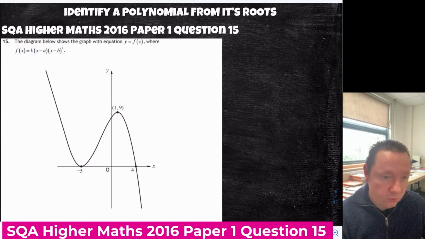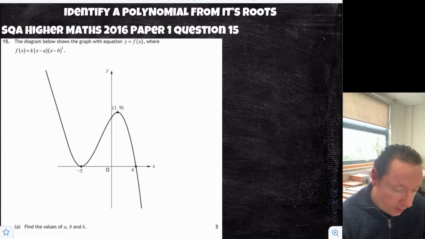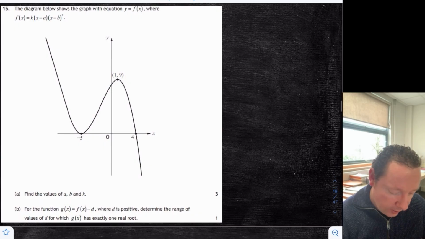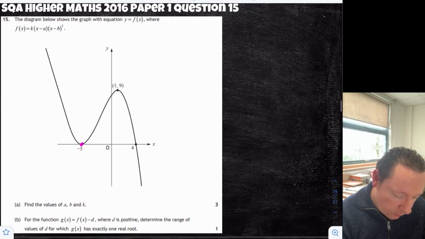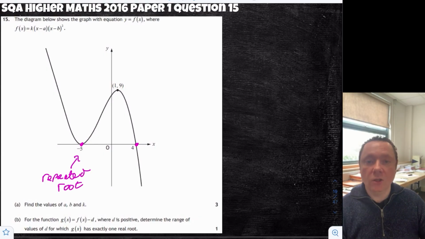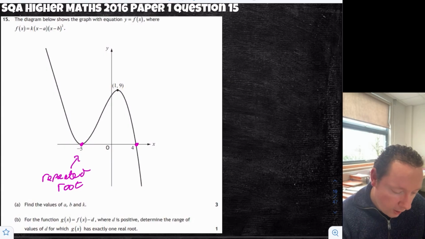SQA Higher Maths 2016, paper 1, question 15. Identify a polynomial from its roots. The diagram below shows the graph of f of x, which is k times x minus a times x minus b squared. Find the values of a, b, and k. There's one of my roots there, and there's the other root there. That's a repeated root, and I know that because it's a turning point and a root. So that one is my b, and the other one is my a.